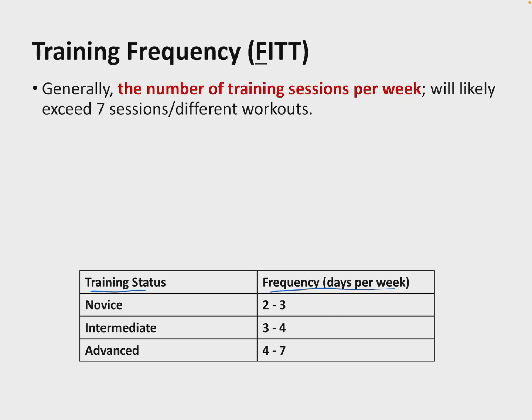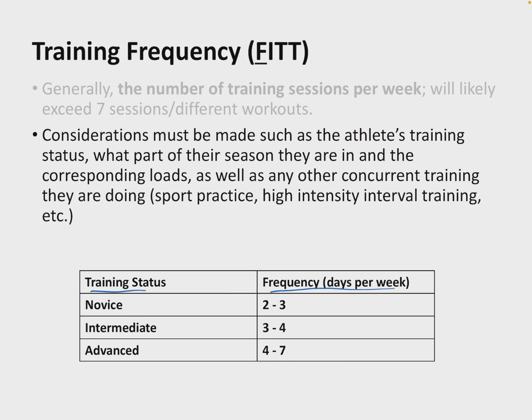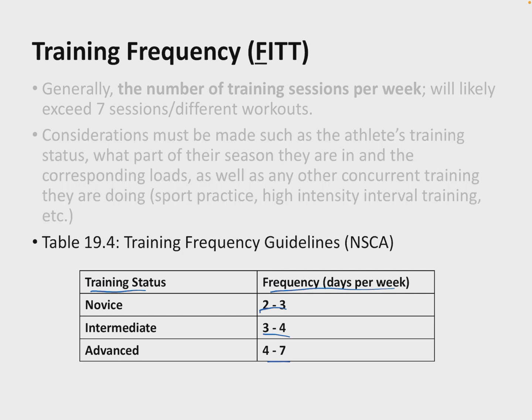We need to consider the athlete's training status, what part of their season they're in, and the corresponding loads, as well as any other concurrent training they're doing, such as practice, as we mentioned, or any high intensity interval training. So we can't just say that an advanced client should be doing 7 days of strength training, because if they are doing other things, that would be way too much to be doing those other things as well as 7 days of strength training. And so that's why you see such big ranges here. These ranges aren't set in stone. And these guidelines come from the National Strength and Conditioning Association.